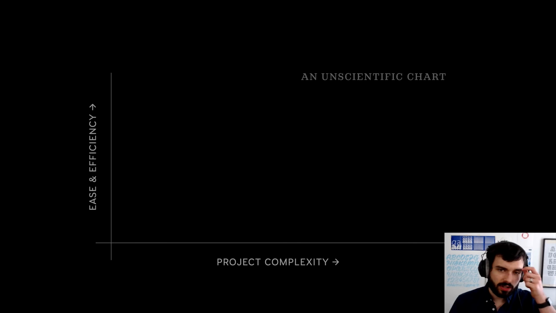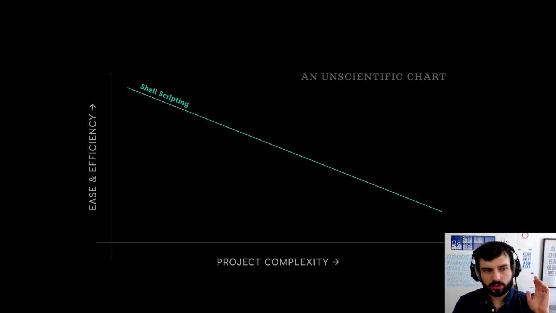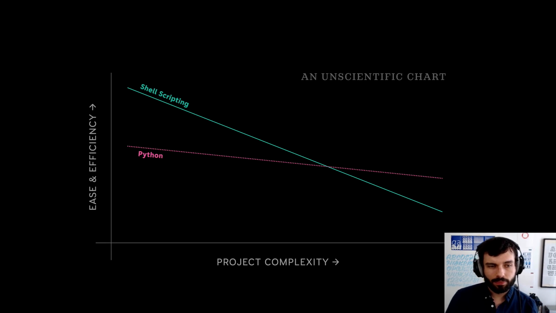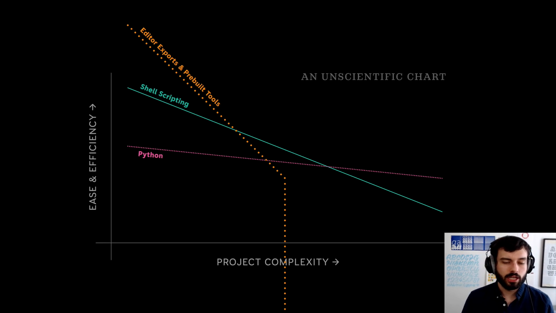So an unscientific chart here, just to visually explain this. Shell scripting starts out as pretty easy in a low complexity project, and then maybe it gets somewhat harder and quite a bit harder when the complexity increases. A value of Python is that I think it's a little bit harder to get started with, but it does better with more complexity. And then the thing that I really tend to avoid, and really the point of learning these programming languages, is that editor exports and pre-built tools that are offered by other people are very useful, especially in a low complexity project.